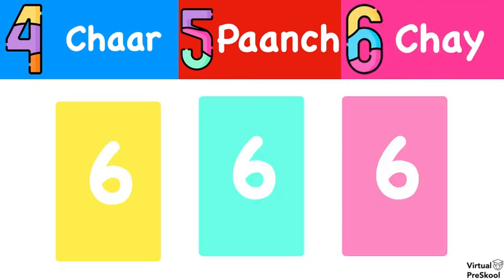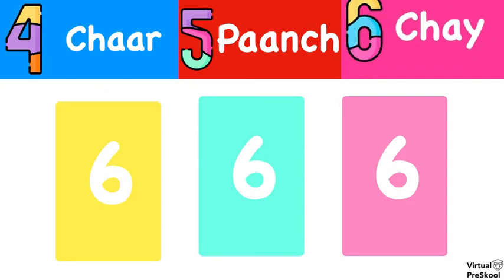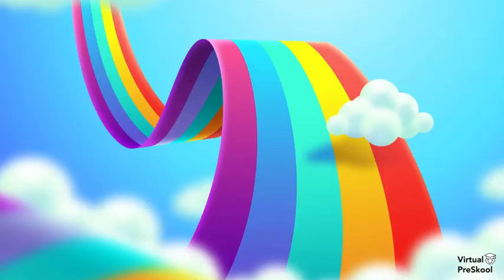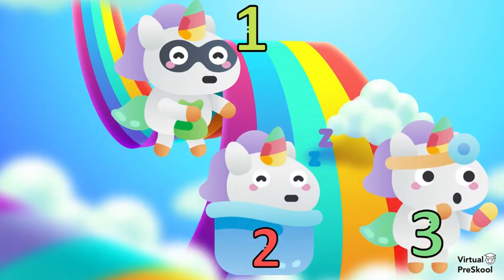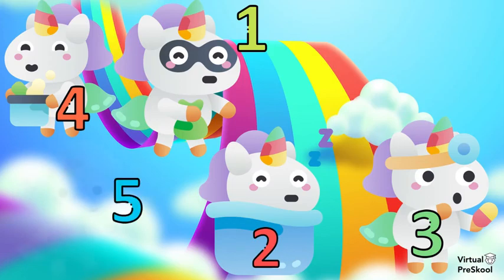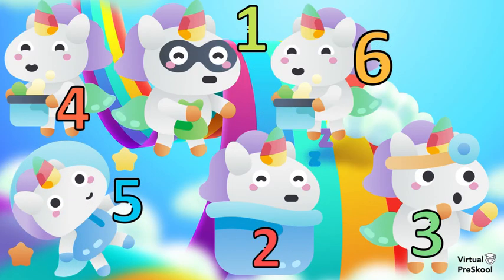Chay. And what was 6 again in Hindi? Chaar, Paanch, or Chay? Chay. Now let's count unicorns, and we're going to count from 1 starting in Hindi. Ek, do, teen, chaar, paanch, Chay. There are Chay unicorns. And what is Chay in English? Chay is 6.